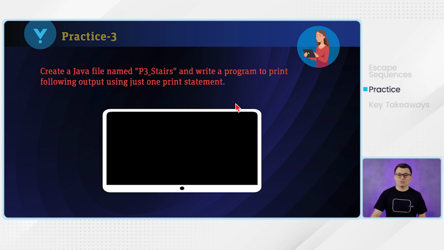And we also have one more practice task to work on where we can implement the escape sequences. So in this task, we need to print stairs on the console by using one print statement only. This should be your final output at the end.